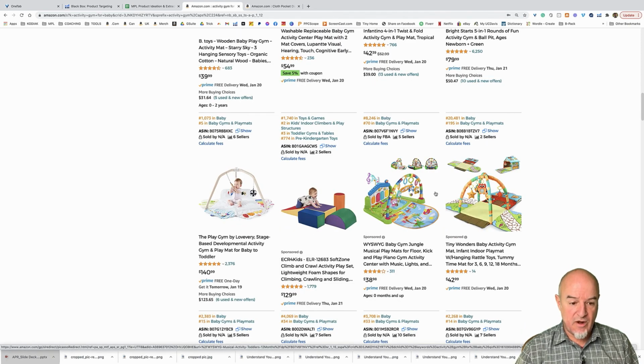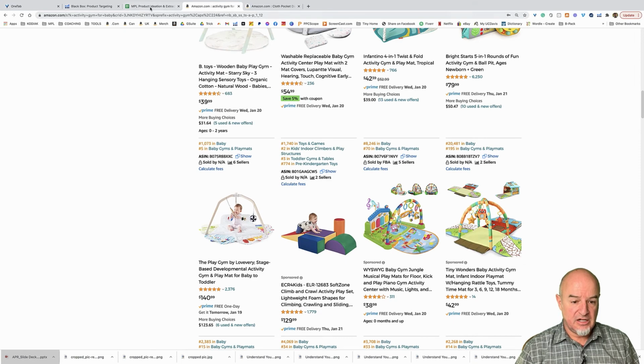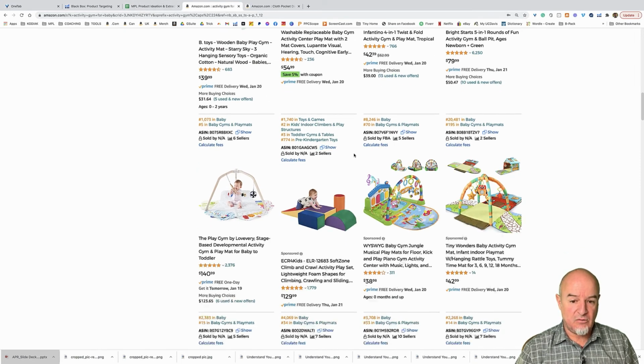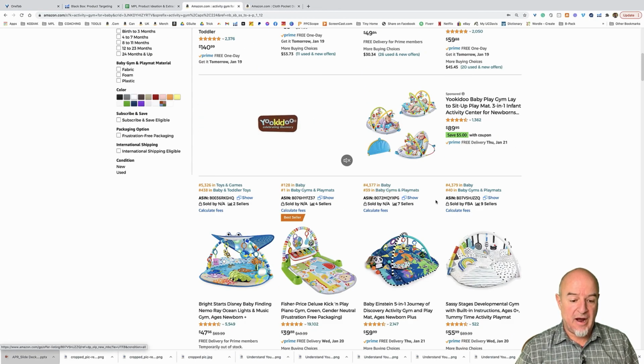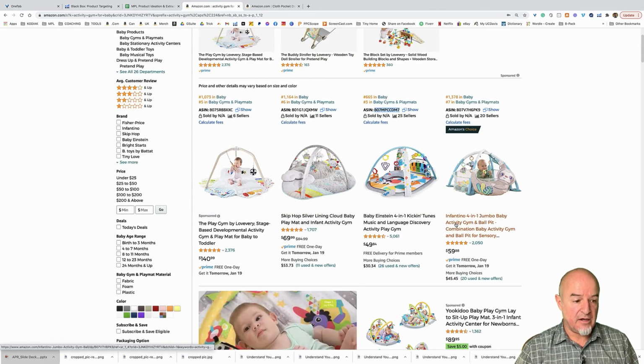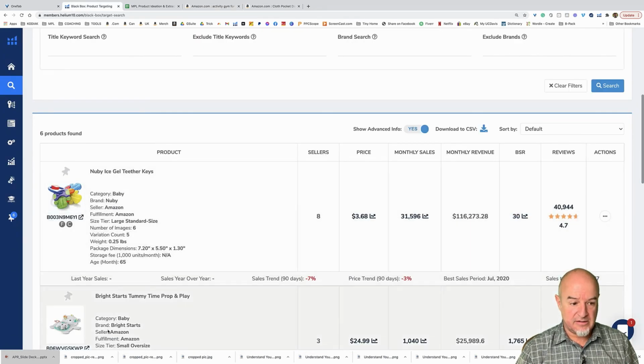And you could come in here and rank with those teether keys, and they could show up here because you know they're already frequently bought together with these types of products. And you could run promos to rank for that keyword in this market, and you already know that people are going to buy it because they're already buying it together with your product in that market.